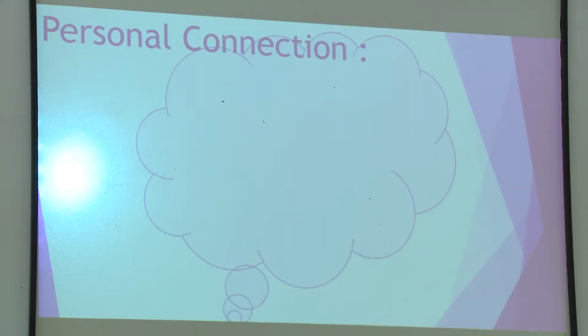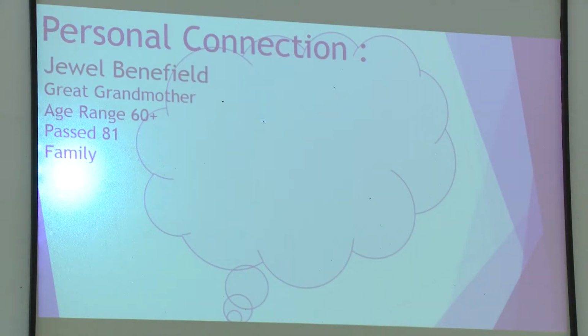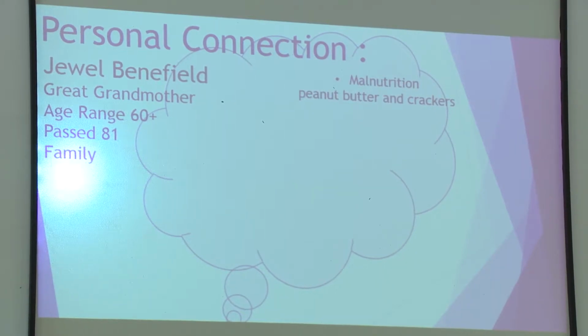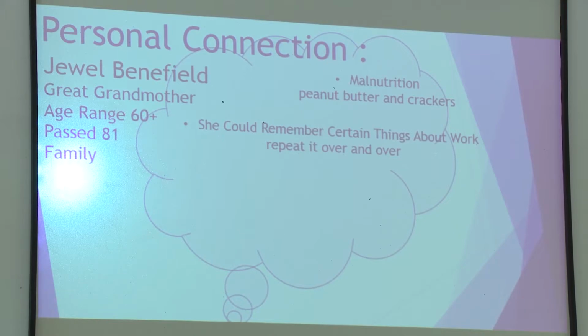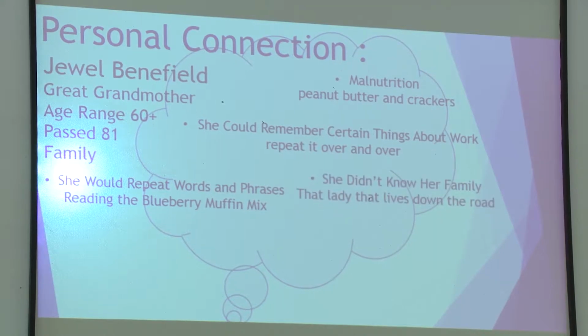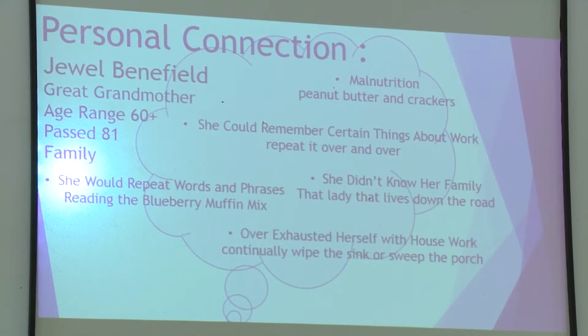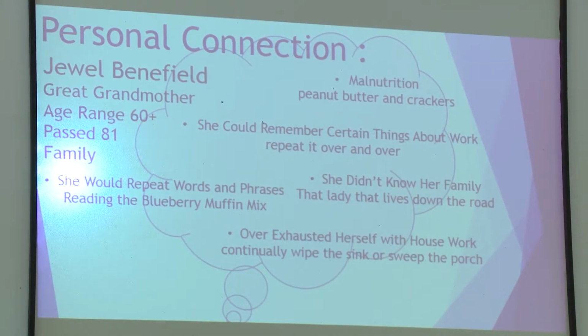My personal connection to this is Jewel Benefield, my great-grandmother. She falls in the age range of 60 and above. She passed at 81. She would suffer a lot from the symptoms and causes I have just read, and here are some of the specific ones. She would always overexhaust herself, working outside, sweeping the porch, and continuously wiping a sink. It doesn't sound like much, but in Florida in the summer in 100-degree weather, an 80-year-old woman was outside sweeping.